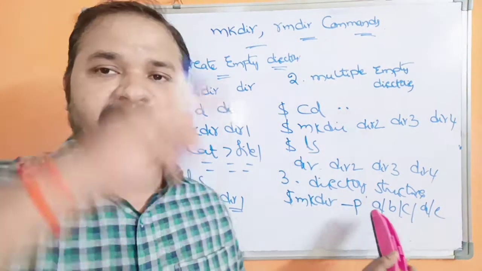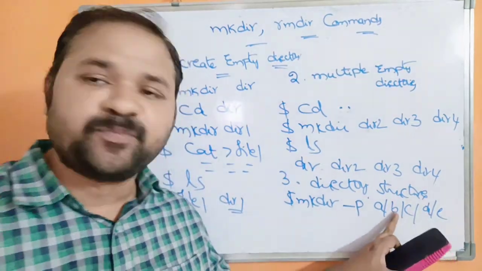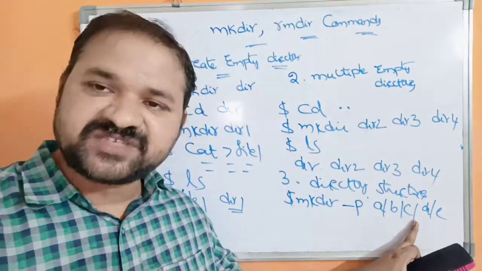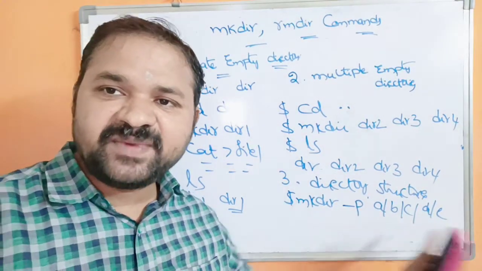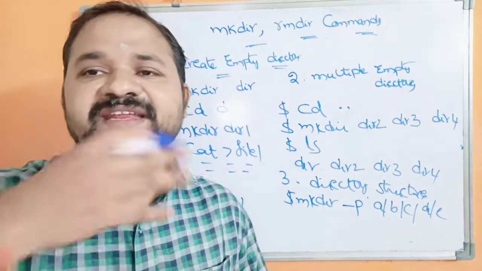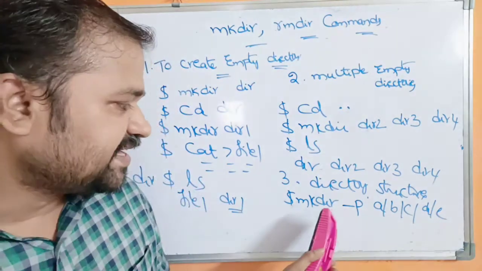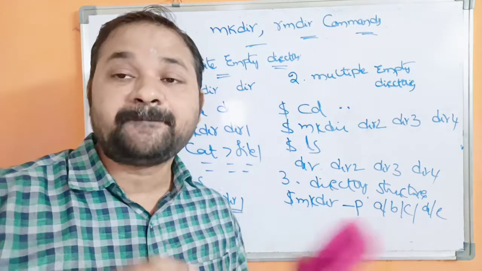So now A is the parent directory. Inside A we have B. Now inside A/B we have C. Next inside A/B/C we have D. Next inside A/B/C/D we have E. Likewise we can create n number of directories with the help of this option, where P stands for parent.